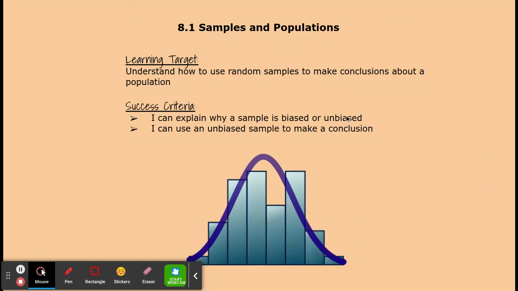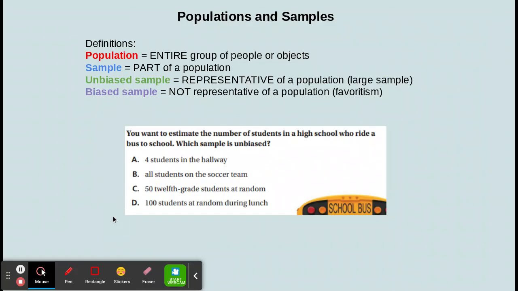8.1 Samples and Populations. In this chapter 8, where we're talking about statistics, we have to go over a bunch of definitions. So just like at the beginning of chapter 7, let's talk about 1, 2, 3, 4 definitions.